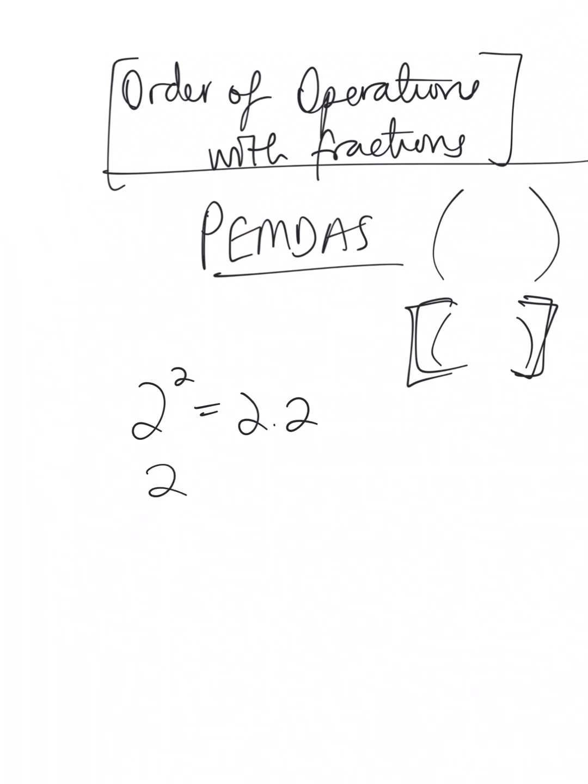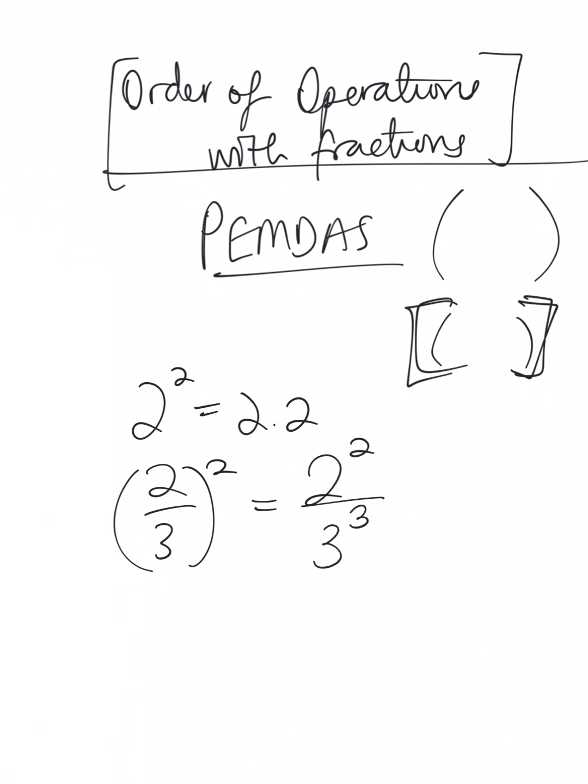With fractions, if you have 2 over 3 and you have a squared outside, that squared actually applies to both the numerator and the denominator. So that becomes 2 squared over 3 squared. So that becomes 4 over 9. Notice that the squared applied to both the value on top and the value in the denominator.